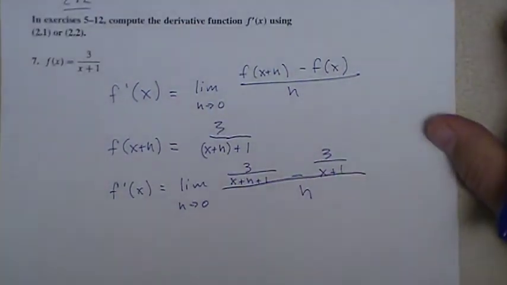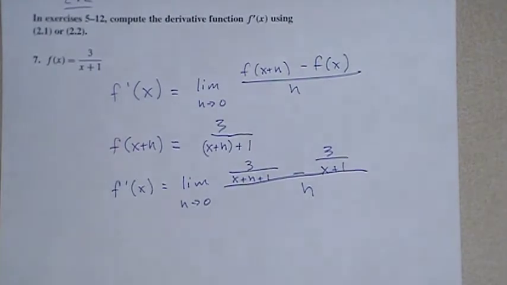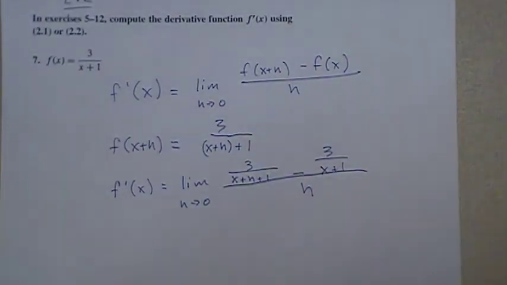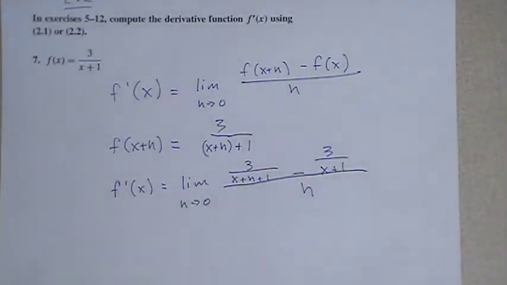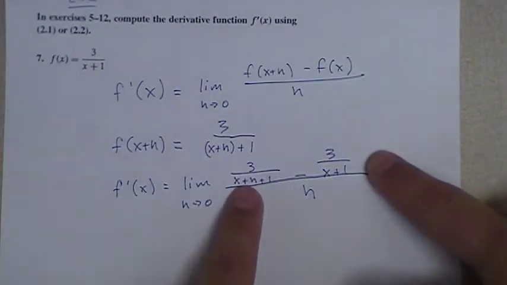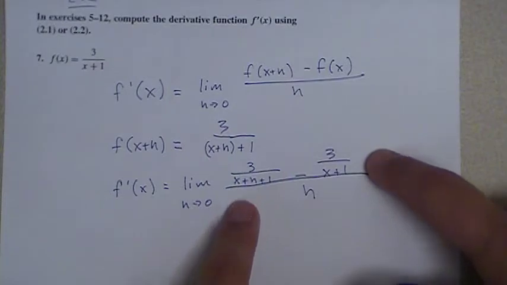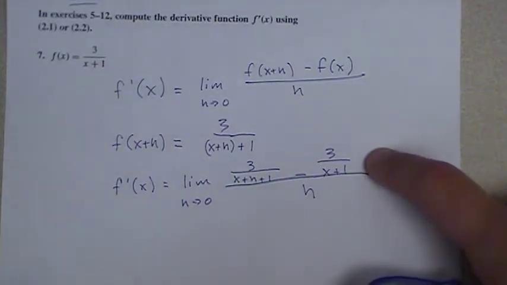So this is kind of ugly. You don't really have any obvious cancellation that happens here. We're going to have to do a little bit of work to get to the point where something cancels, and the work that we're going to want to do is going to be to put these two separate fractions that we have within the numerator into a single fraction.